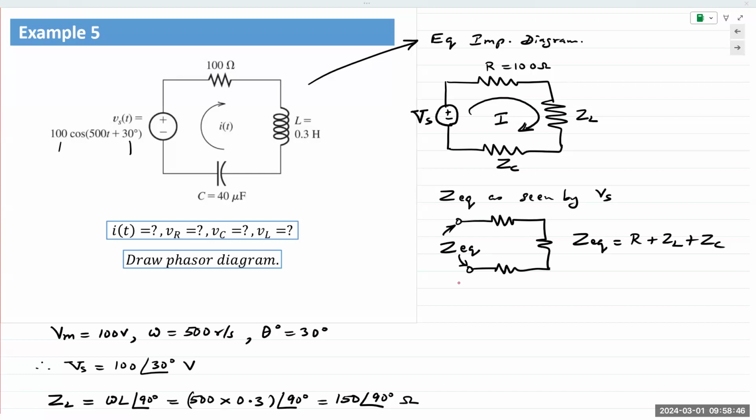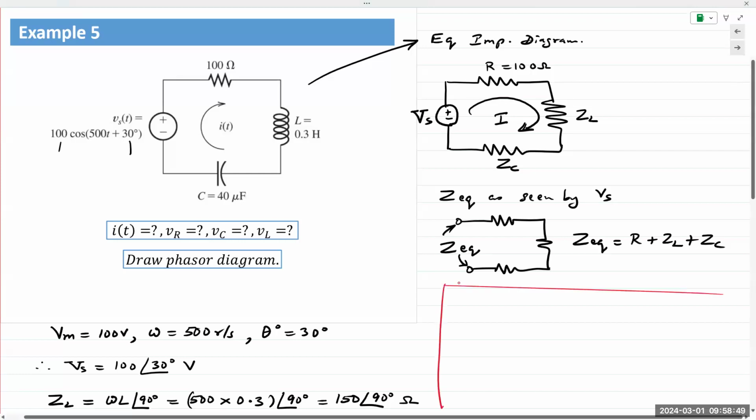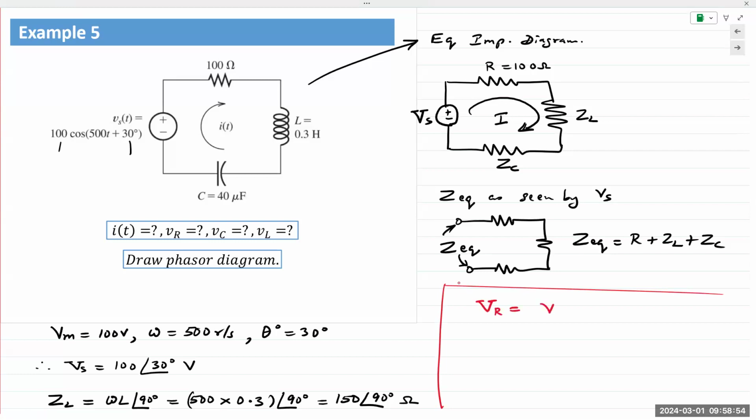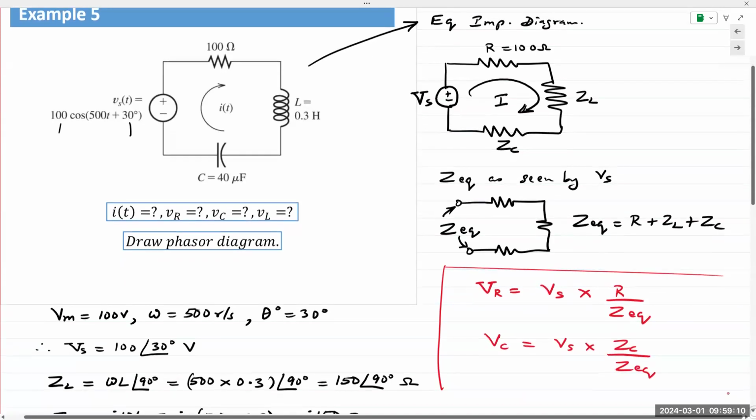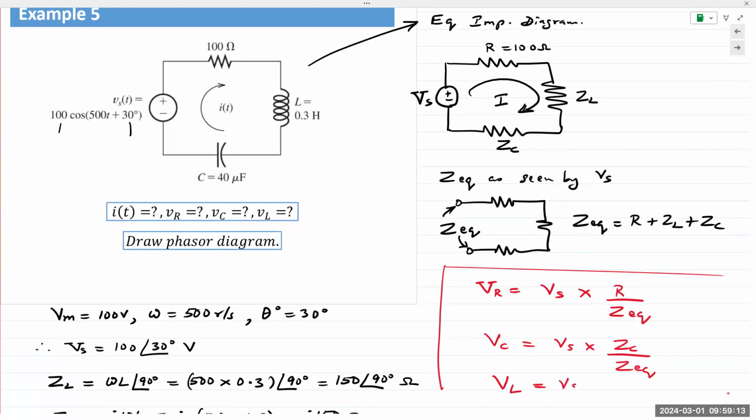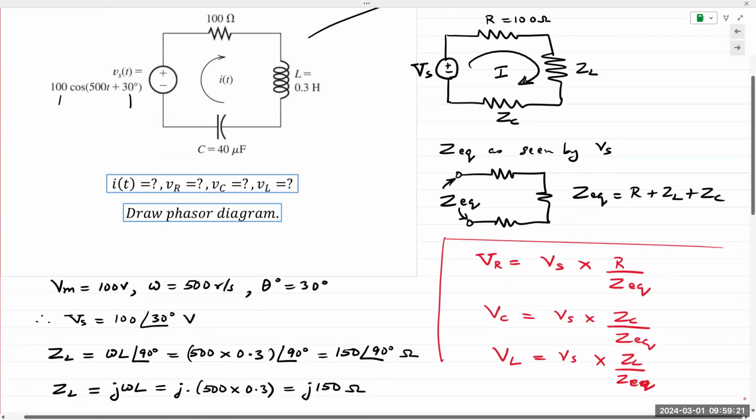You can also practice the calculations but apply voltage division. So you can find VR from voltage division, which would mean phasor for VS times R over ZEQ. VC simply would be VS times ZC over ZEQ. And similarly for VL, it would be VS times ZL over ZEQ. As I said, voltage division will also work. You simply have to know how to do the math.